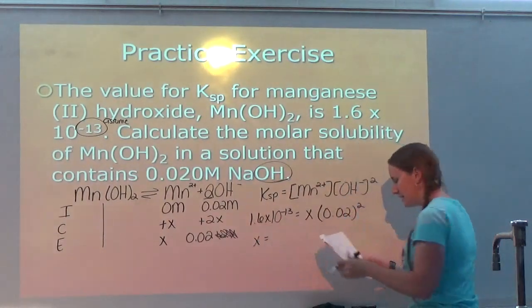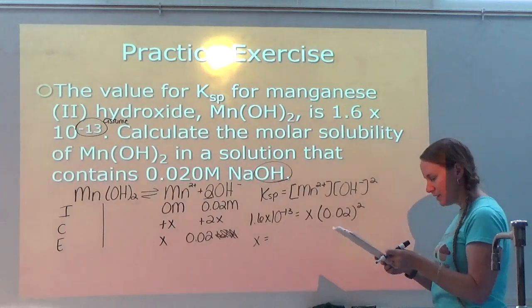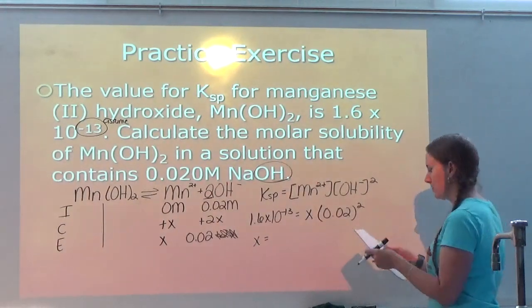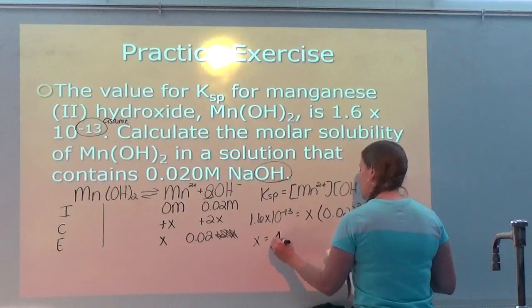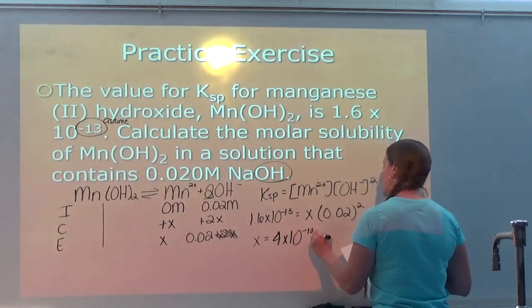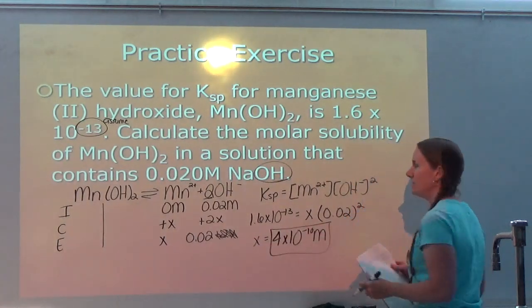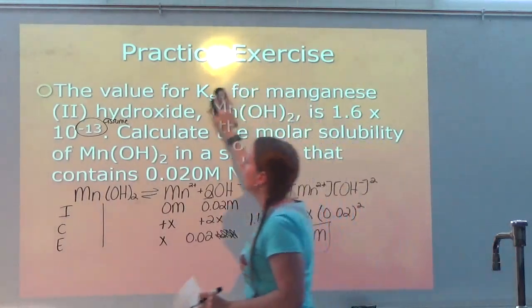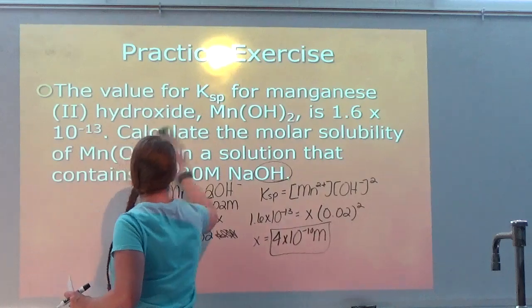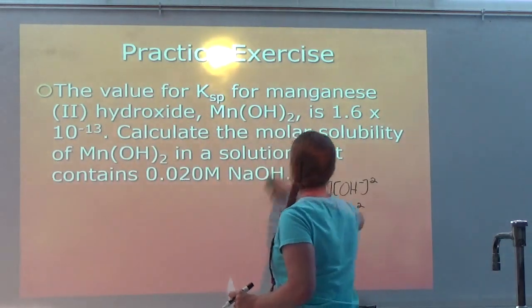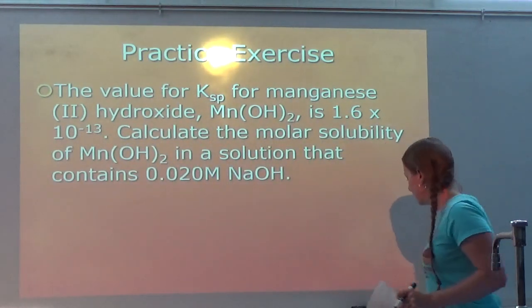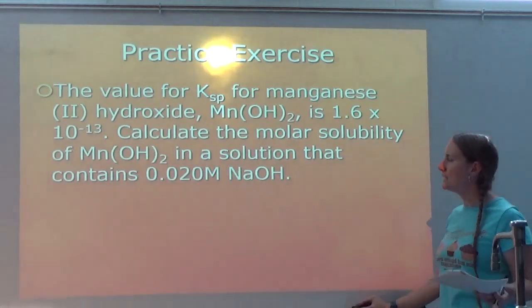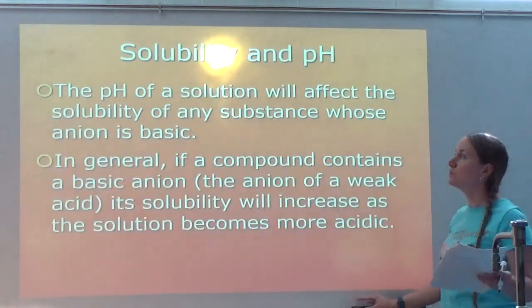Okay, and so then once I solve for x, let's see, where am I? Whoops, need to turn the page. Once I solve for x, I got 4 times 10 to the negative 10 molar. Just like that. All right, so hopefully you got that one right. So see how much easier it is than titrations? We just had to get through titrations. Who knew adding an acid and a base together could be so difficult?